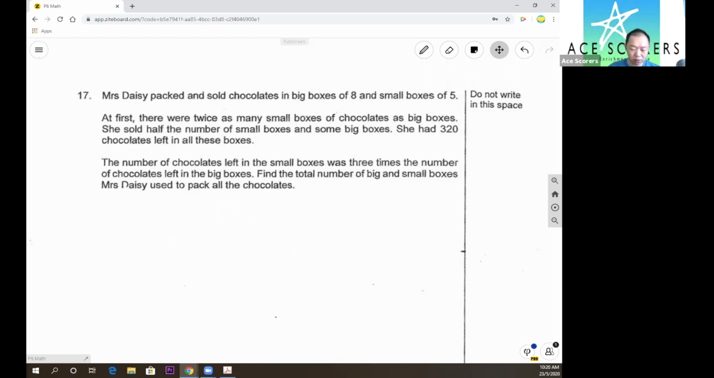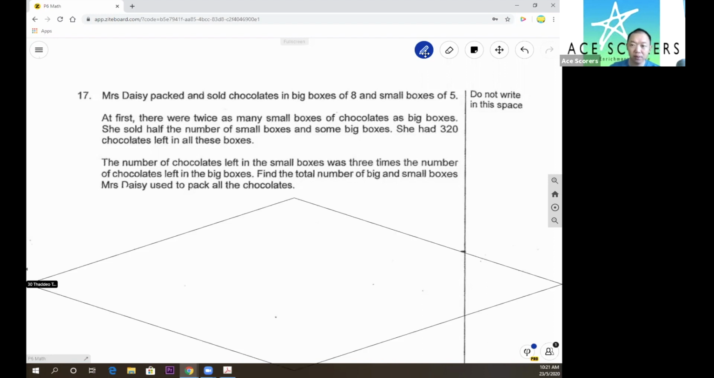Alrighty, so we go through together, right? Mrs. Stacy packed and sold chocolates in big boxes of 8 and small boxes of 5. Okay, stop annotating now. I need to use the screen.